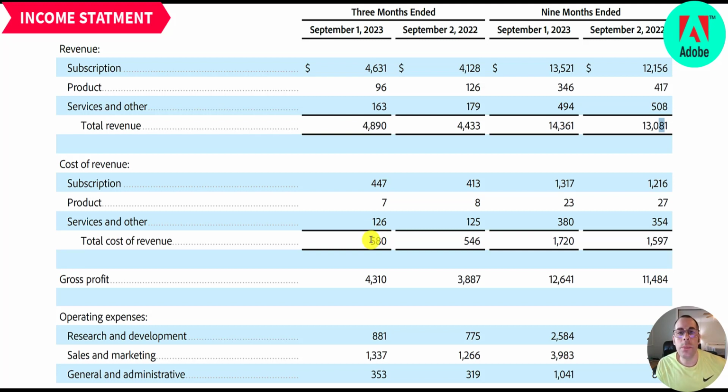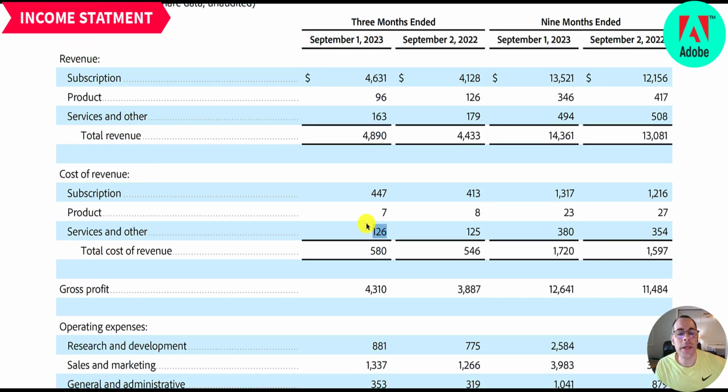A company like Uber doesn't have nearly as good margins, or a company like Tesla, because manufacturing is expensive. Look at these margins. Subscription revenue, $4.6 billion. Only $447 million of expenses. 90% of their revenue is converted to gross profit. Services, you see how bad the margins are. $160 million, expenses of $126 million. Most of their revenue are expenses.